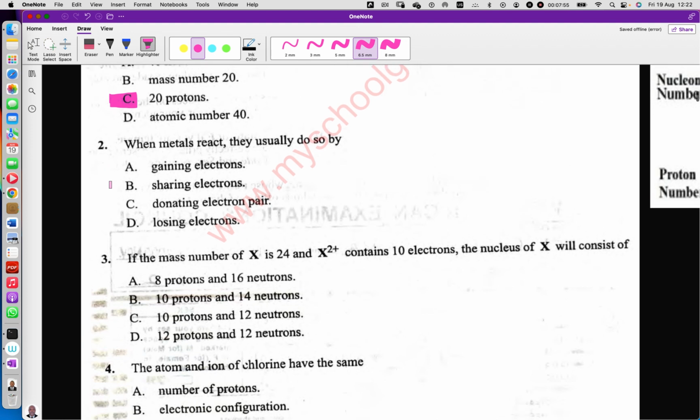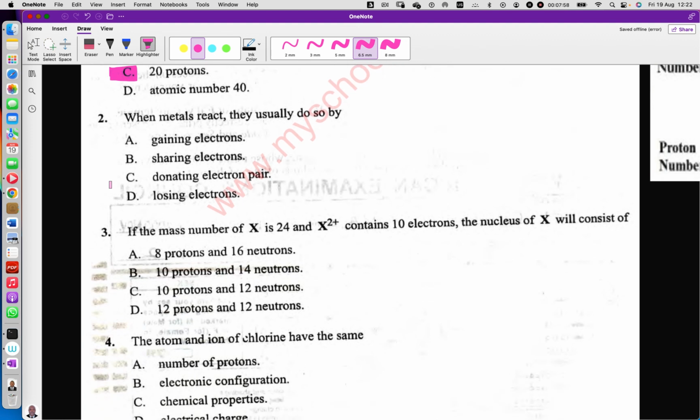Question number 2. When metals react, they usually do so by what? Metals, for the purpose of revision, we are talking of group 1, group 2, and group 3. To have a stable outermost electron, they will lose electrons. So metals react by losing their outermost electrons. When they lose their outermost electron to the non-metals, they obtain a stable outermost shell. And that is how they react.